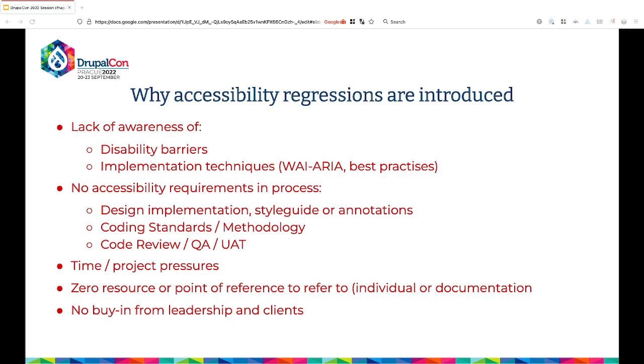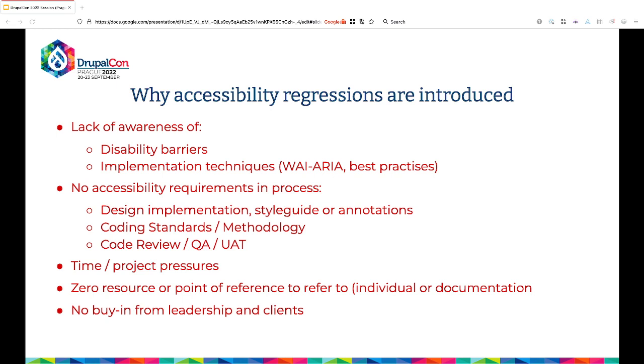Often it's a complete lack of awareness of disability barriers or of implementation techniques. The organization has no accessibility requirements in their processes. So at the design stage, there's little understanding of what they need to communicate to development or clients as to what needs to be checked or considered. Maybe the coding review and methodology don't consider these in the slightest. And at the QA step, they're unaware. They just look at what the UAT or the CARD requirements are, and there's no consideration for these aspects.